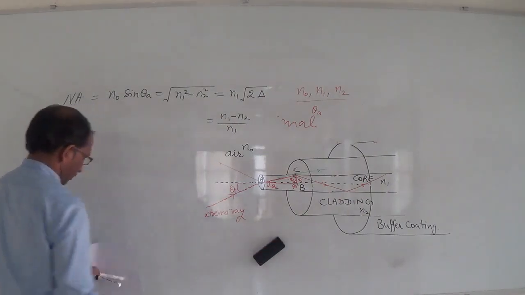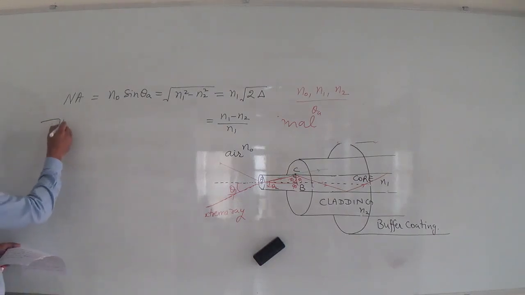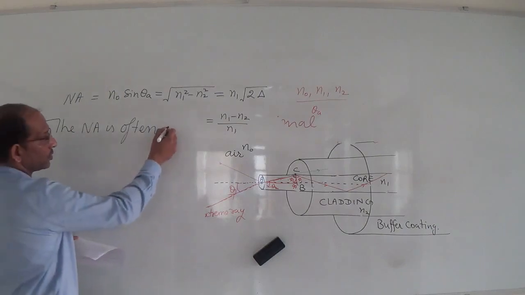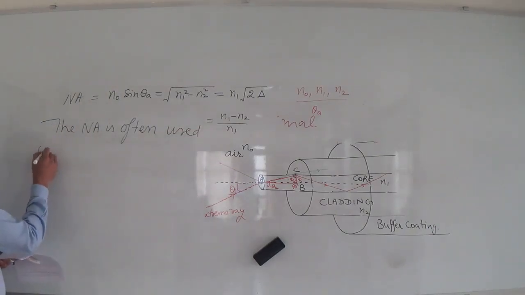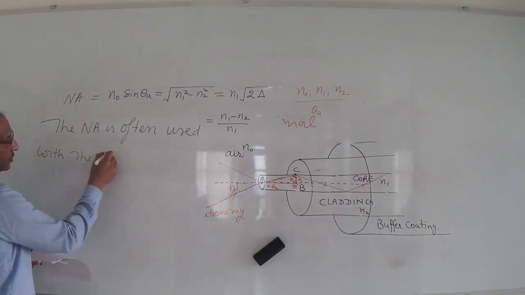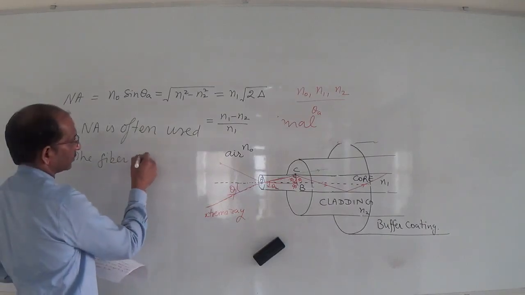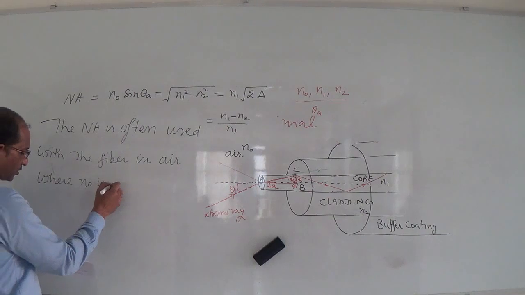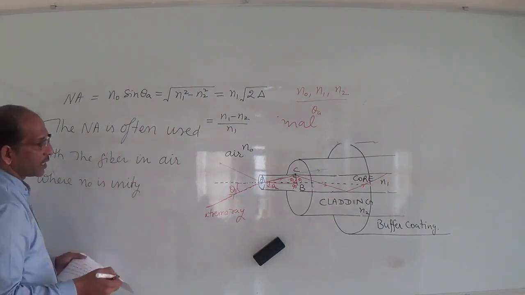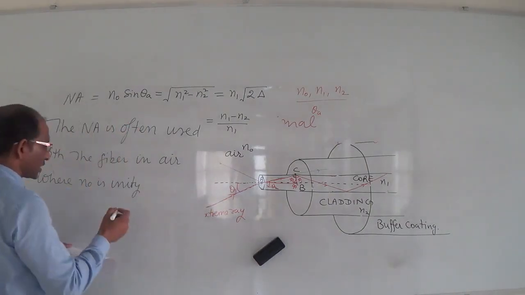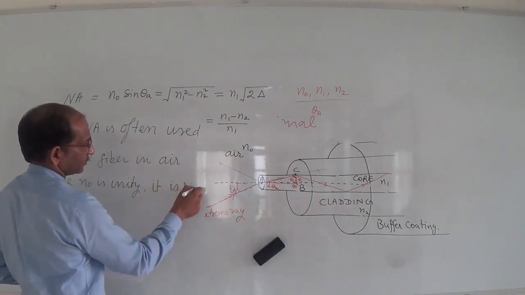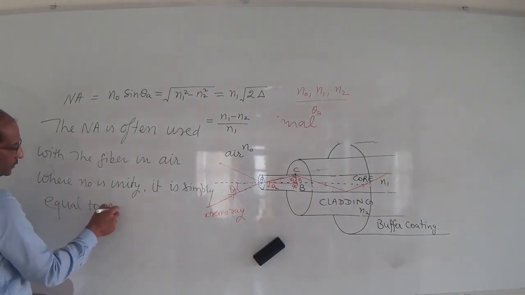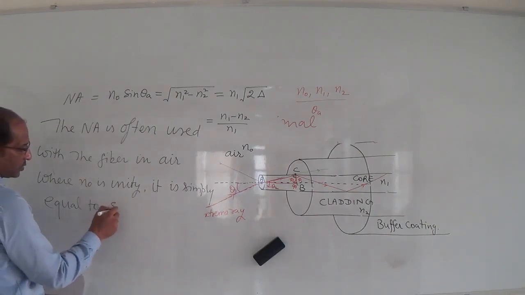So the numerical aperture is often used with the fiber in air, where n naught is unity, the refractive index of air is 1. So it is simply equal to sin theta.